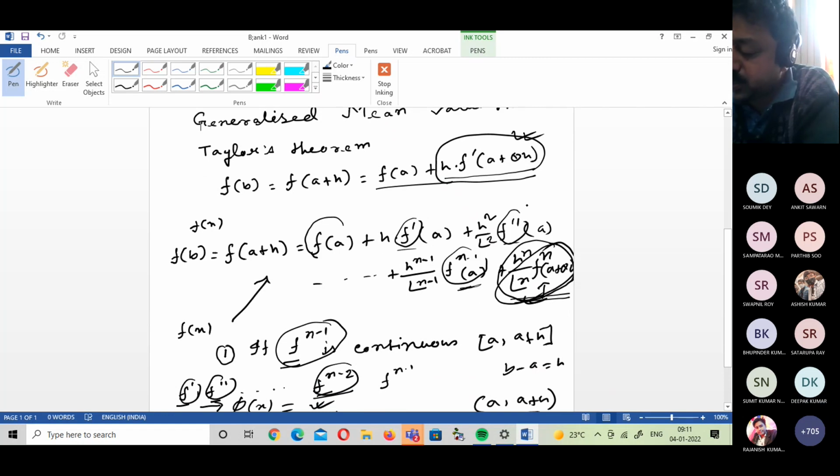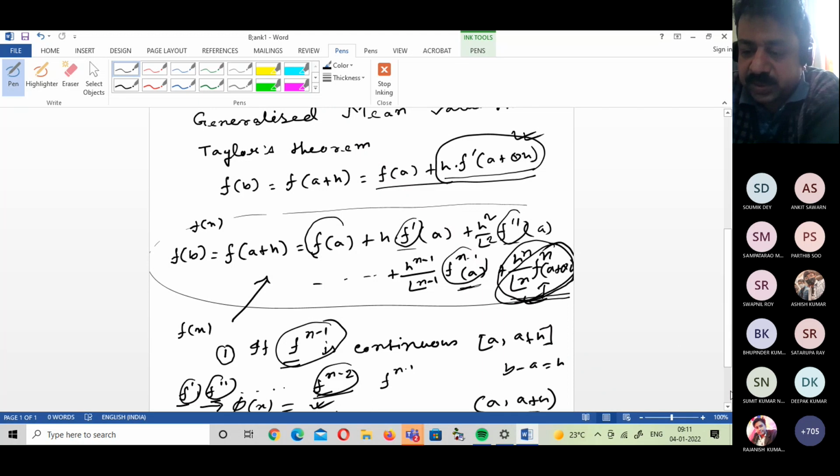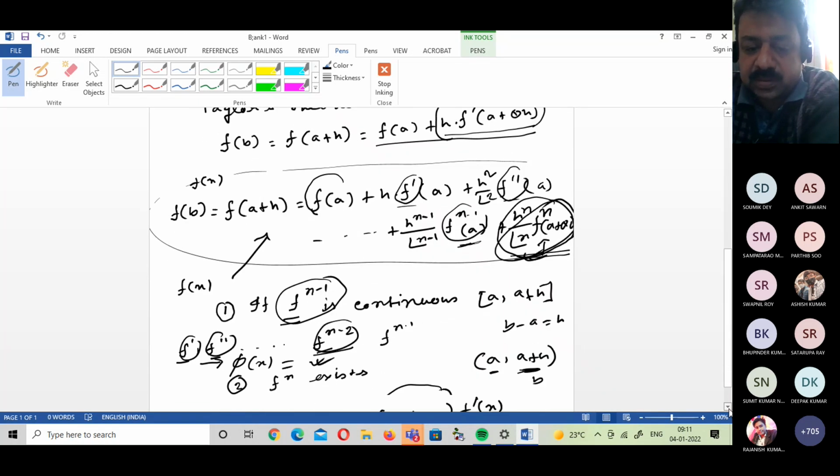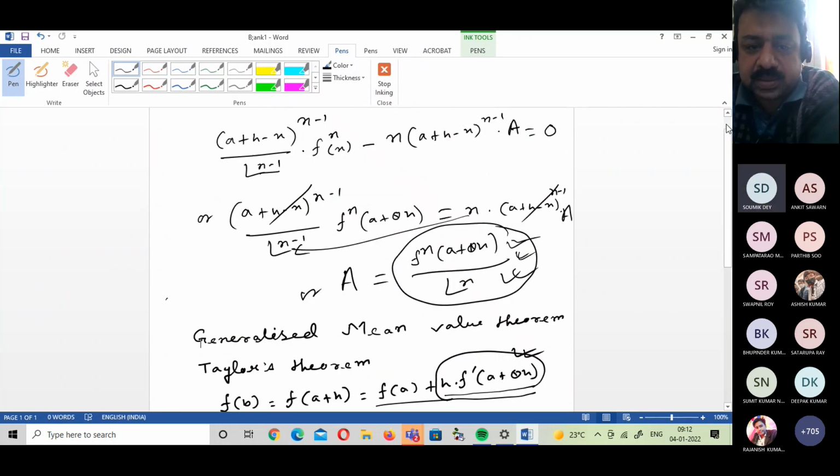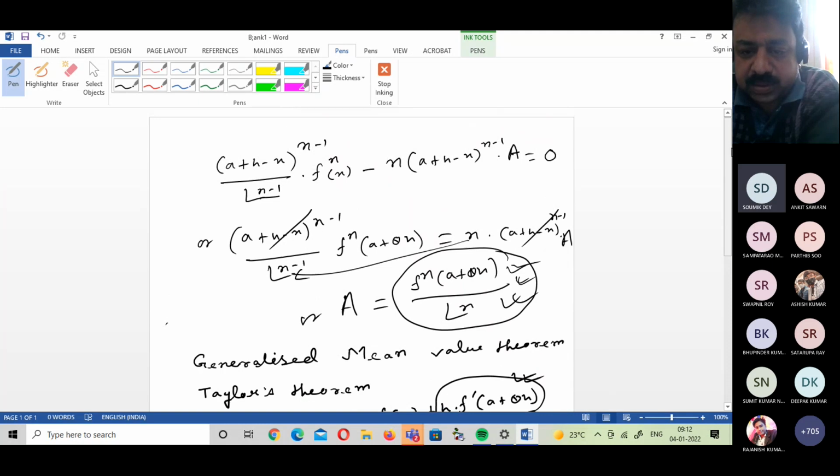Now using this continuous function, you have created a function phi of x. So phi x is continuous. Phi x is derivable. Then there is no option how phi dash c equals to 0.